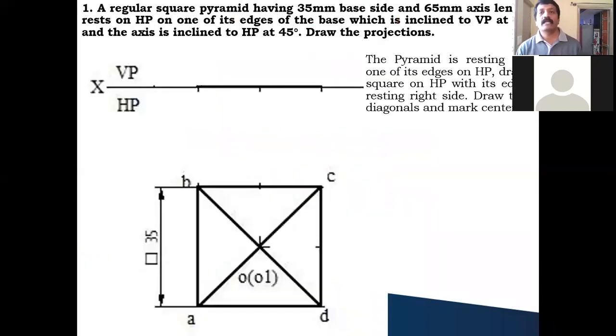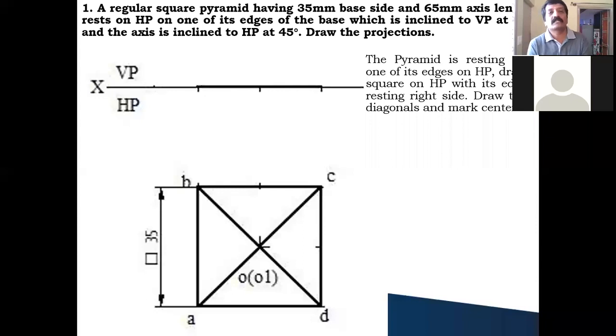The square pyramid only I'll take as an example. A regular square pyramid having 35 millimeter side and 60 millimeter axis length rests on HP on one of its edges of the base, which is inclined to VP at 30 degrees, and the axis is inclined to HP at 45 degrees. Draw the projections. This is the question he has given.